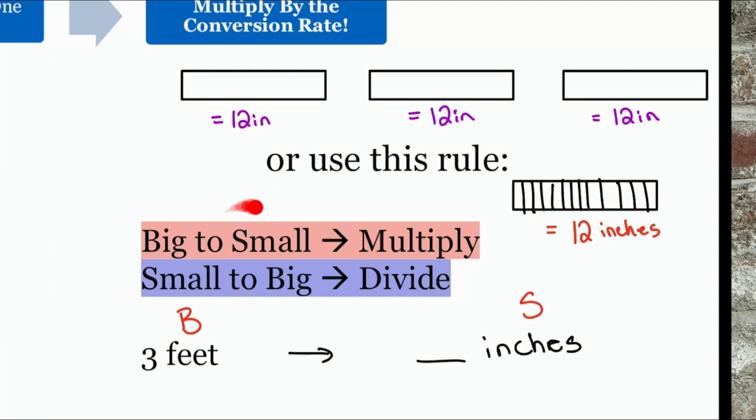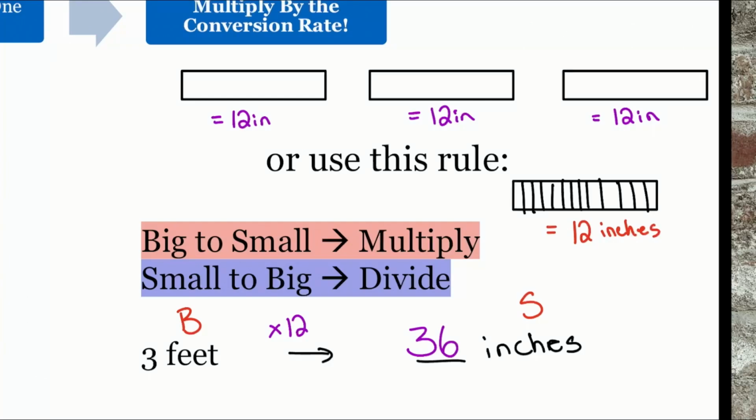Again, big to small, we are multiplying. Let's go ahead and show that here. 3 feet times the conversion, which is 12 inches per foot, is going to give us 36 inches. Just like that.